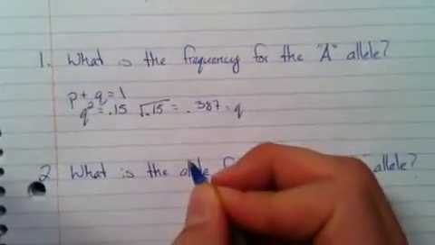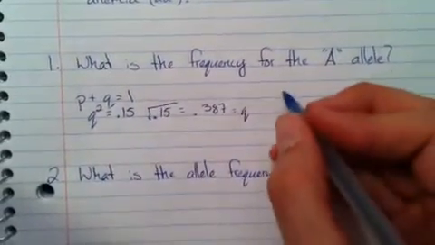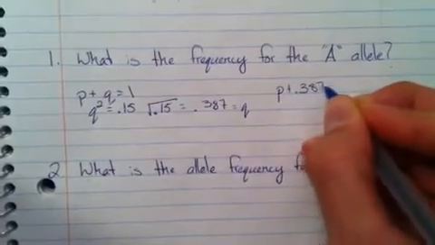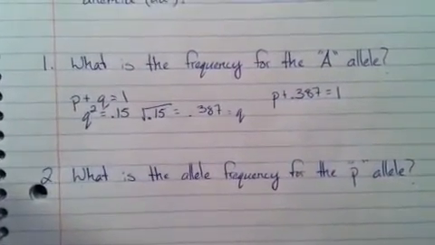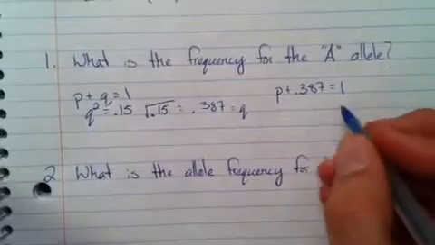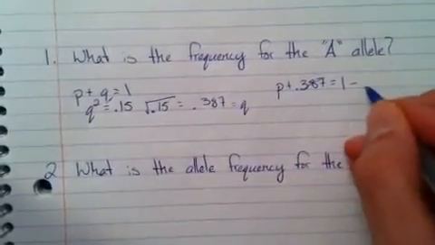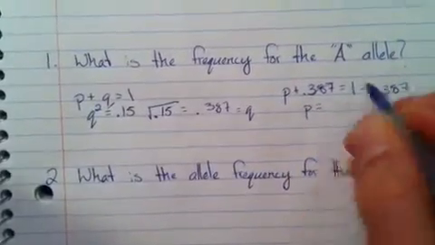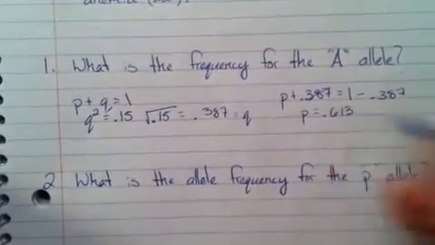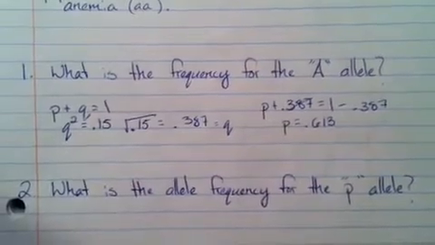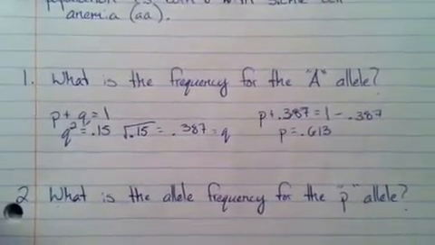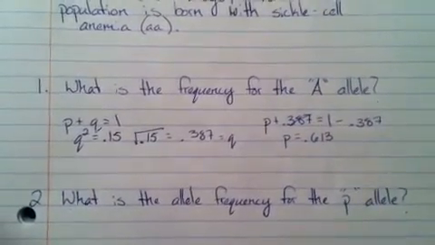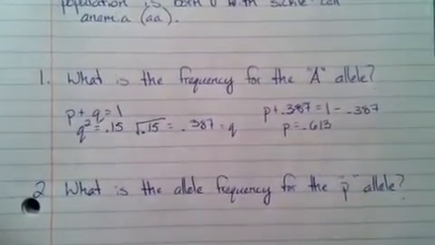So we can take that value and plug it into our equation. So now we have P plus 0.387 equals 1. Then we simply subtract 0.387 from both sides, and we are left with P equaling 0.613. So now, out of this equation, we found the frequency of the dominant allele, which is P.